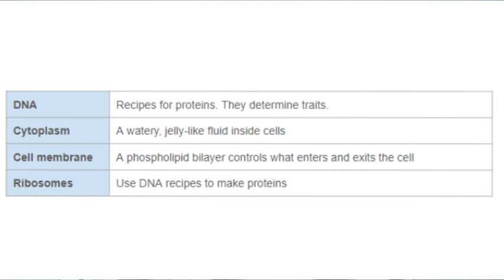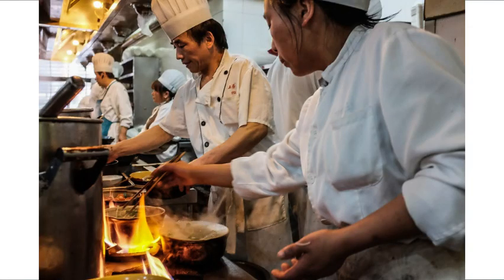All cells also have ribosomes. So DNA codes for protein, it has the blueprints for proteins, but ribosomes are where those proteins actually get made. So if DNA is like the recipe, then ribosomes are like the cooks. They actually make this stuff. But those are just the things that all cells have.